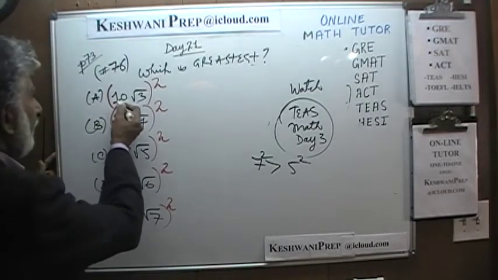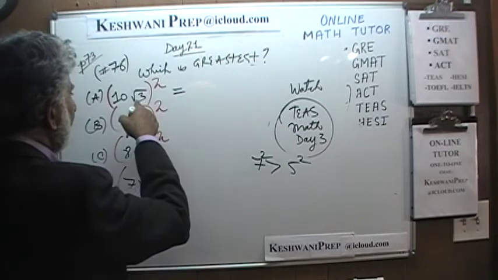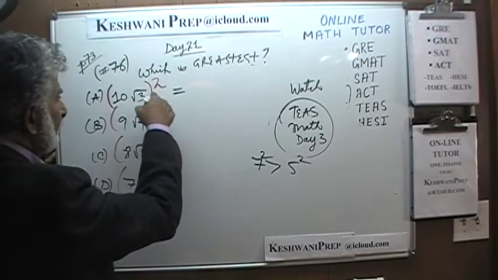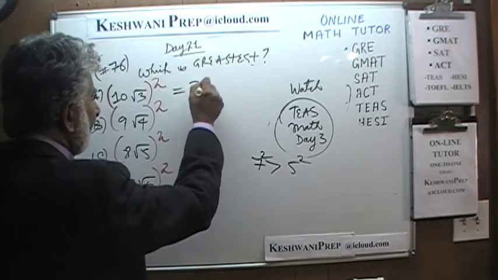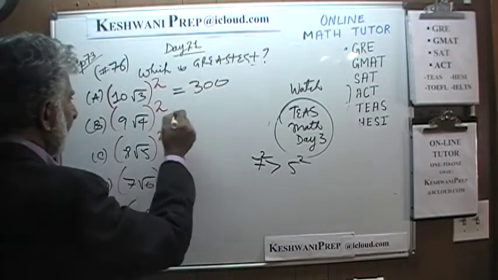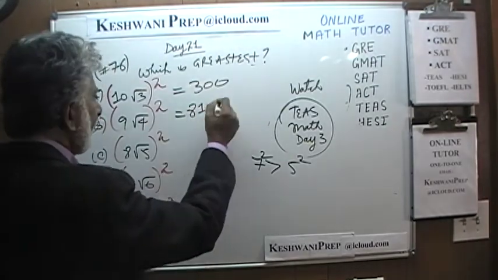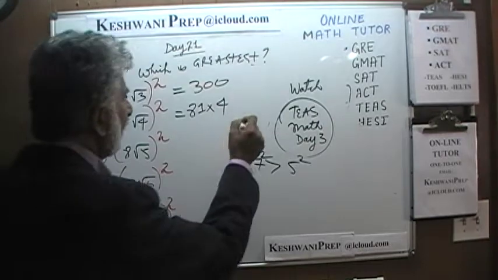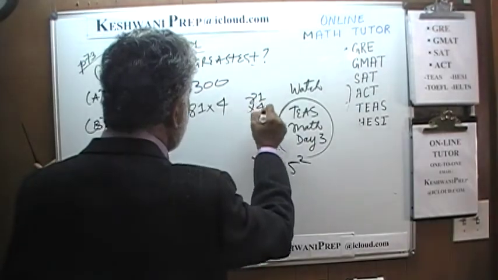And this will help us get rid of this square root sign. So let's find out. 10 squared is 100, and square root of 3 squared is 3. So it's just 300. It's very simple. This is going to be 81 times 4. Let's do it out here.